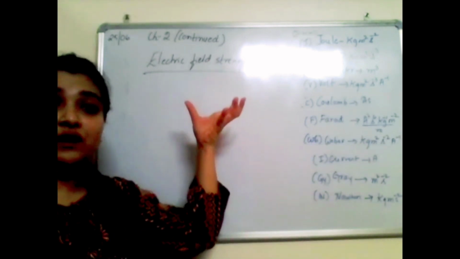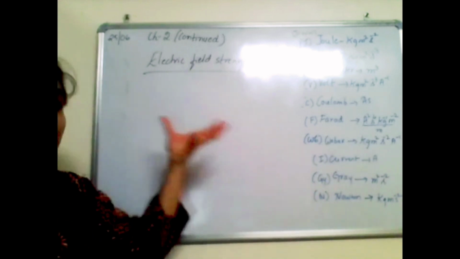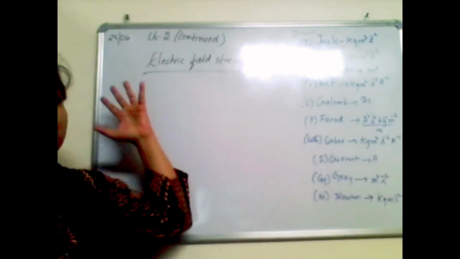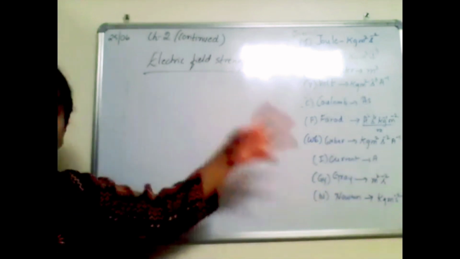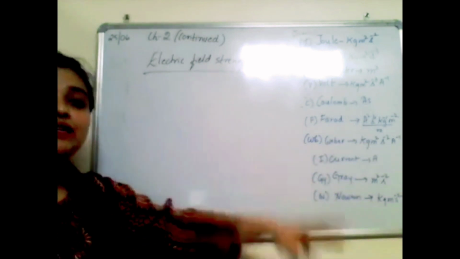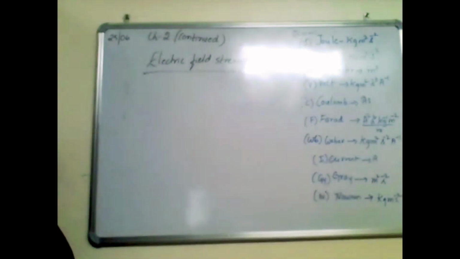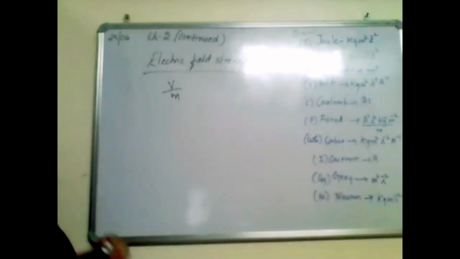The number of charges that are passing through a conductor, right? So how much electric field do they produce? Therefore, electric field strength is how intense the electric field is at a particular location. All right, and electric field strength is expressed in terms of volt per meter.